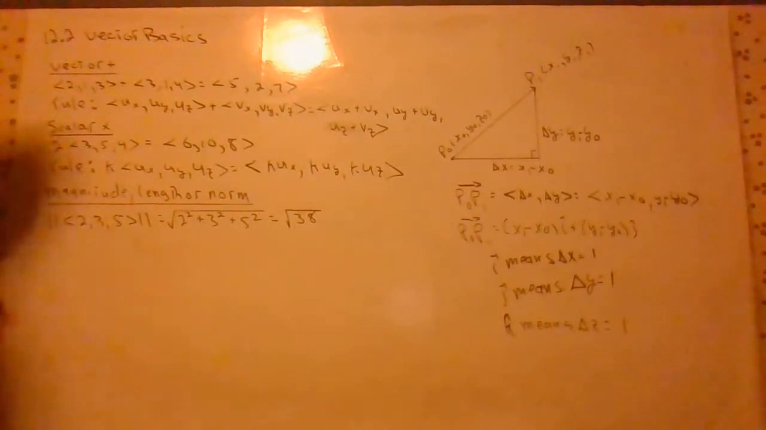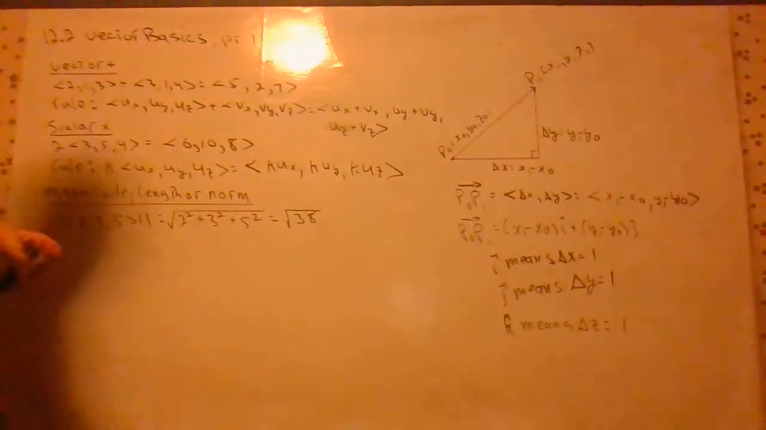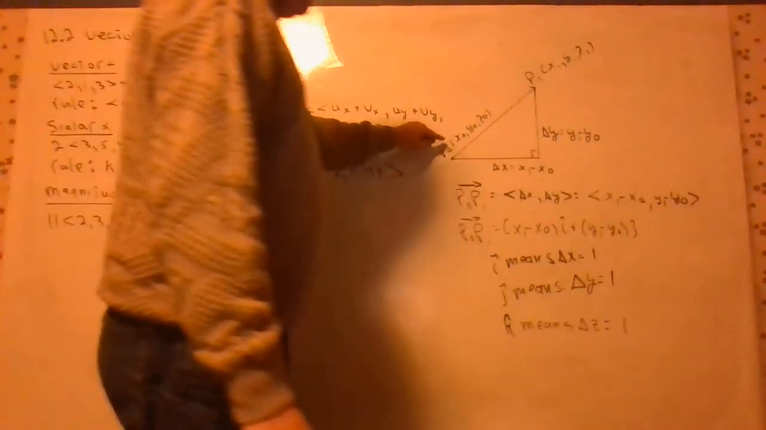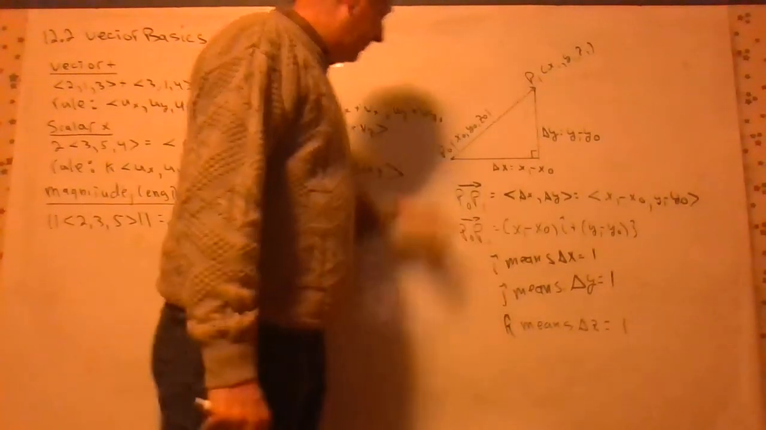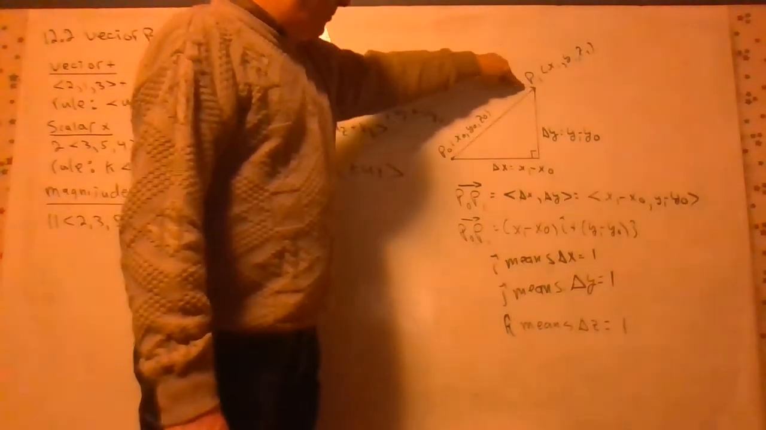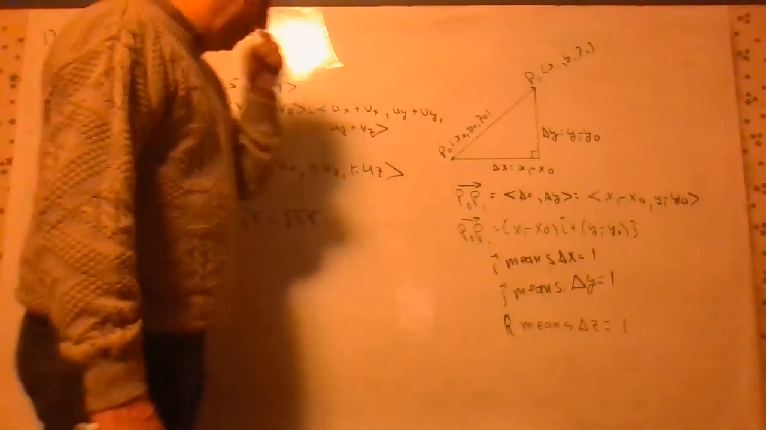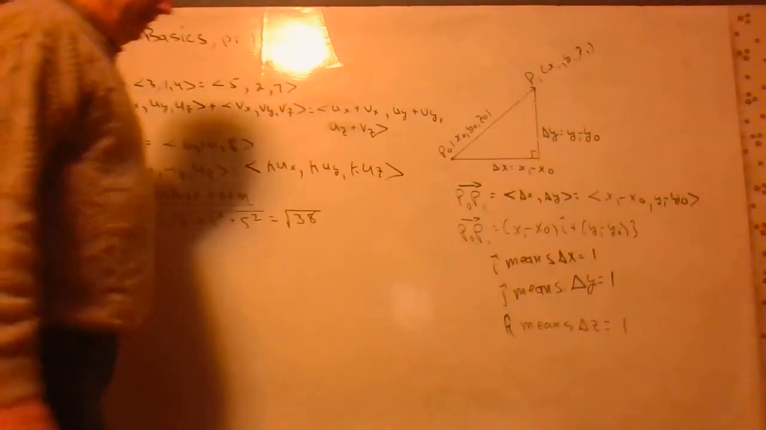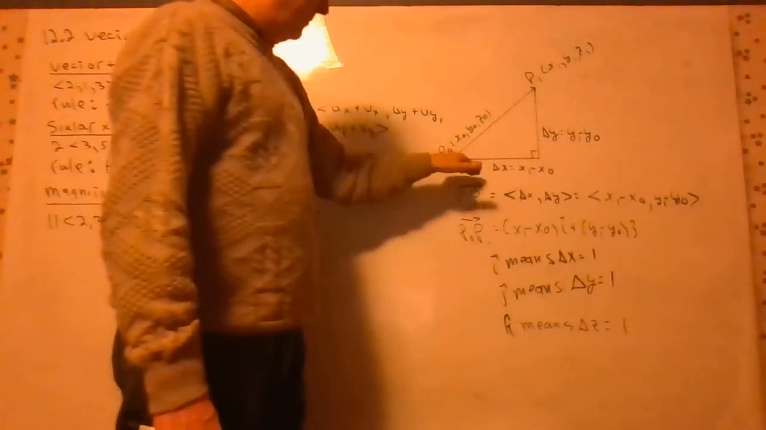12.2 Vector Basics, and this is really part one. If we have a point P0 located in space and a point P1 located in space, if we draw a line segment from P0 to P1 with an arrow on it indicating direction, that denotes a vector. A vector sometimes is called a directed line segment. And you can indicate P0P1 with an arrow over it.